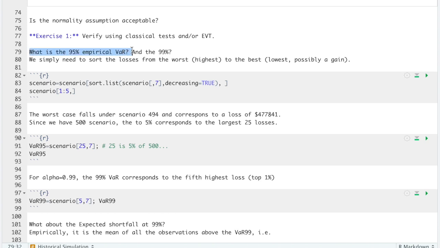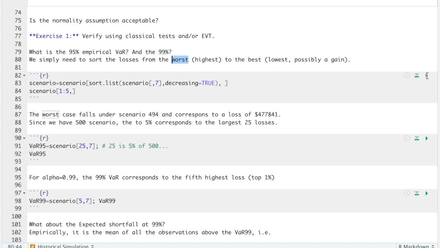Imagine that we are interested in computing the 95 and the 99% value at risk for our losses. There are different ways in which we can do that. I want to show you a very basic and trivial way and something relatively fancier. Now, the easy way is the following. We can always sort all our losses from the worst, so the highest loss, remember that for us losses are positive, to the best, that is the lowest loss, that is possibly a profit, so a negative quantity.